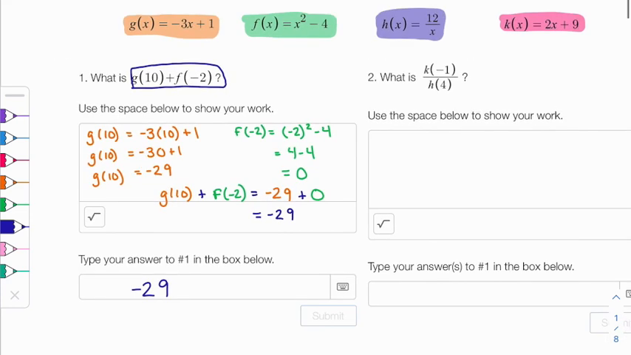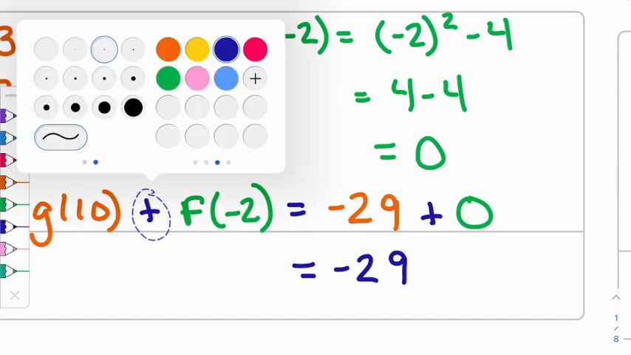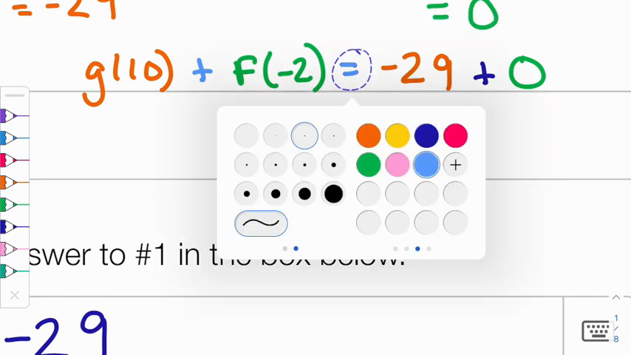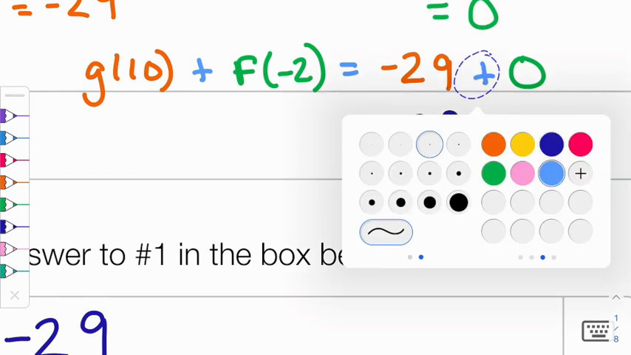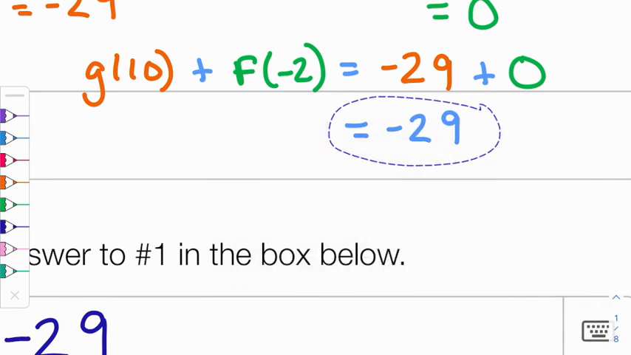I shouldn't have used that blue because that blue is for a function. Why won't this let me circle it? There we go. I'm running out of colors. Light blue. Sorry, I'm trying to keep my color coordination intact here. I don't want to use a color that I've already assigned to a function because I don't want to confuse you. So I'm going to change to light blue for that.